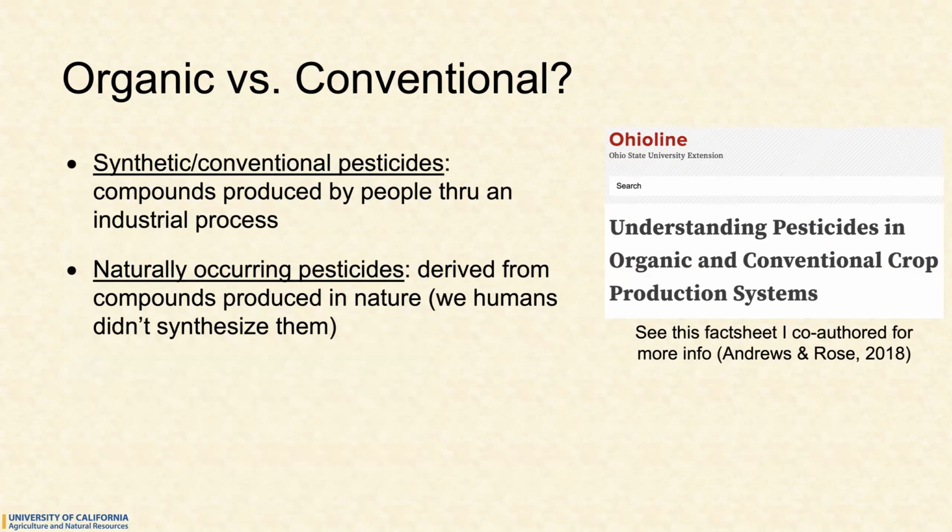So before we get into your options for cucumber beetles, I have to cover this really important topic, organic versus conventional pesticides. When we say synthetic or conventional pesticides, we're talking about compounds that are produced by people, by us, through an industrial process. So humans, we are synthesizing synthetic conventional pesticides. And you compare that to naturally occurring pesticides, on the other hand. These are actually derived from compounds produced in nature. So we humans did not create them.